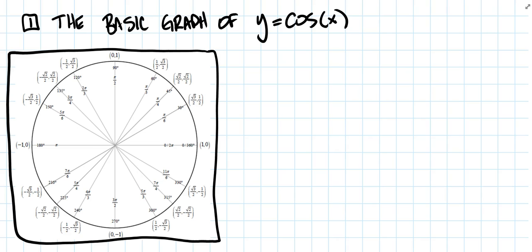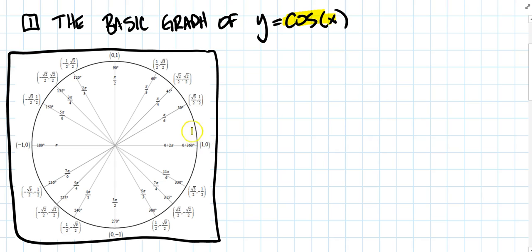Now that we have a good understanding of the unit circle, since on our last class we practiced it, we're ready to focus our attention on how the basic graph of cosine comes about. You may recall that the cosine of x deals with all of the x values of our triangle, since the cosine is the x over 1, or the adjacent over the hypotenuse.